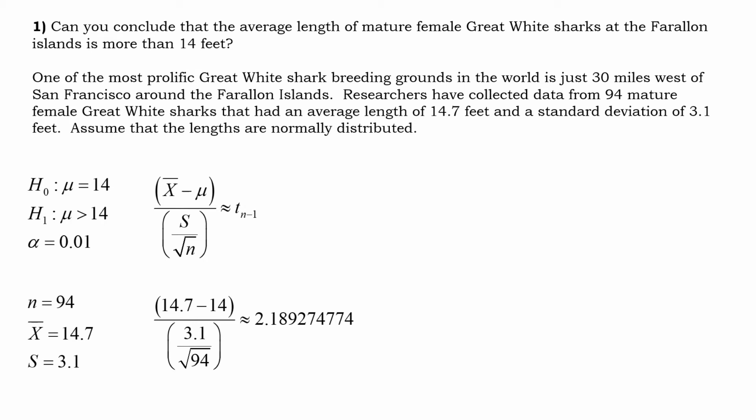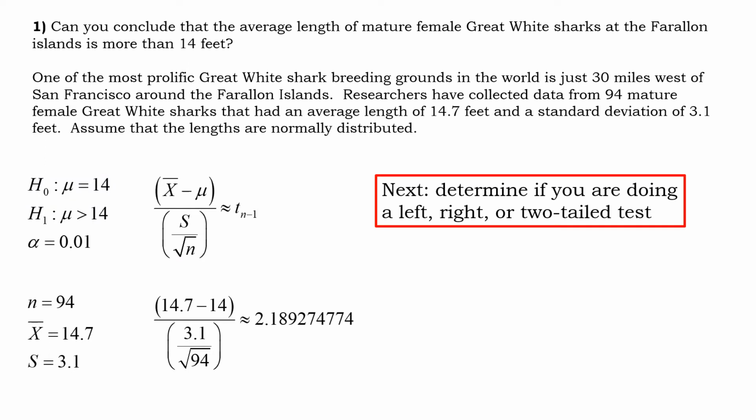And then notice finally, again, when we are executing the hypothesis test, we are always assuming the null hypothesis is true until proven otherwise. So our null hypothesis says assume mu equals 14. So when we calculate our test statistic, we assume mu equals 14. Now that we have our test statistic calculated, it's time to determine the p-value. But to do that, we have to know if it's a left, right, or two-tailed test. Otherwise, we don't know what part of the graph represents the p-value.